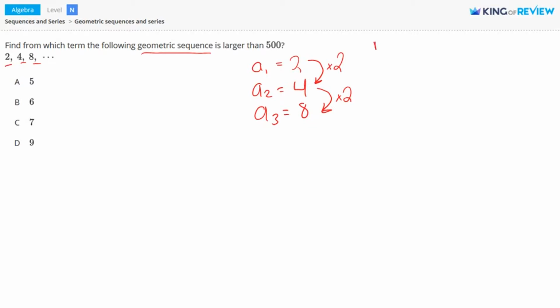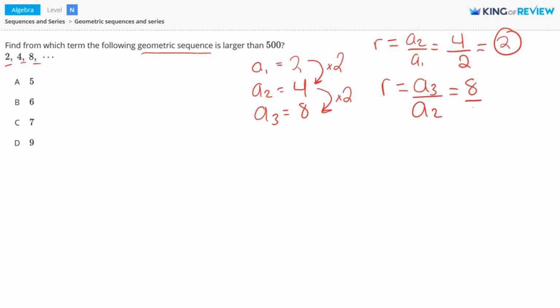The common ratio can also be determined using the equation r equals A2 over A1. A2 is 4, and A1 is 2, and this equals 2, so the common ratio is 2. You can also pick other terms to find the common ratio. For instance, A3 and its previous term of A2, this would be 8 divided by 4, or 2. So 2 is the common ratio.